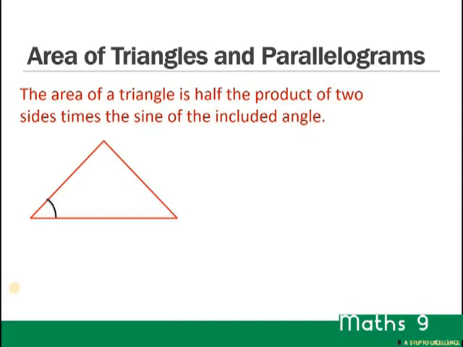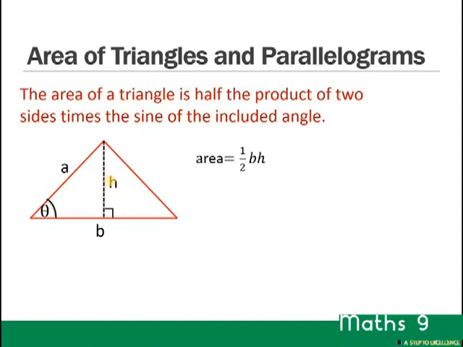Area of triangles and parallelograms. The area of a triangle is half the product of two sides times the sine of the included angle. Let's look at a proof of this. We can draw the diagram like this. Here are the two sides, a and b, and here's the included angle θ. The height of this triangle is labelled as h.